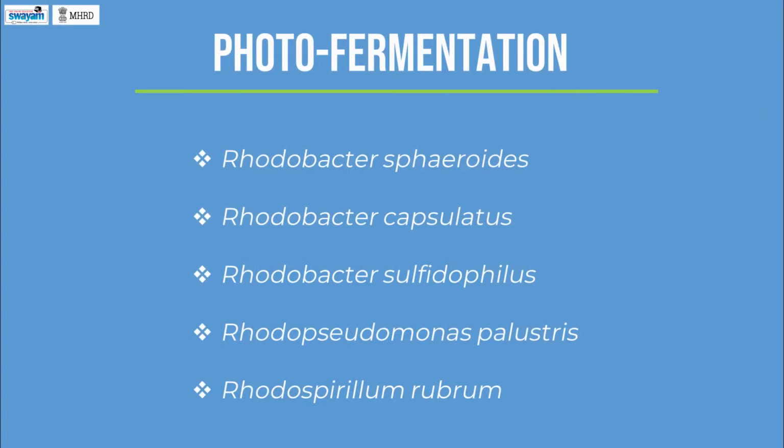Photofermentation. Photofermentation involves the conversion of organic substances present in the biomass to biohydrogen by a diverse group of photosynthetic bacteria including Rhodobacter sphaeroides, Rhodobacter capsulatus, Rhodobacter sulfidophilus, Rhodopseudomonas palustris, and Rhodospirillum rubrum. The process is known as photofermentation since it is carried out in the presence of light.